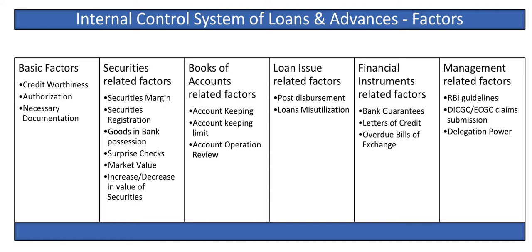And the next one is registration of security. Say, for example, the bank is giving a loan against life insurance. So the insurer should be aware that this person is placing it as a security. It has to be registered in the name of the bank. So such a registration requirement has to be taken into consideration.